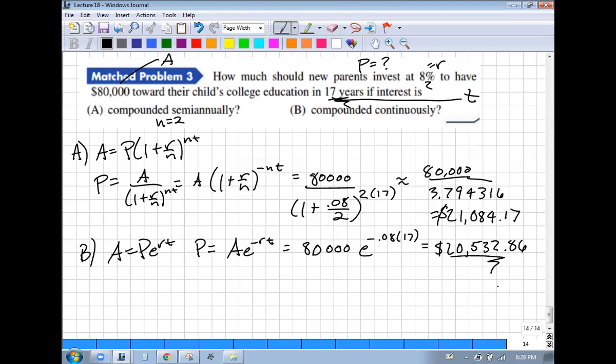All right, 500 bucks less anyways. The difference between compounding twice a year versus compounding continuously, right? We're getting a lot more interest out of the continuous. We have to invest less at the beginning.